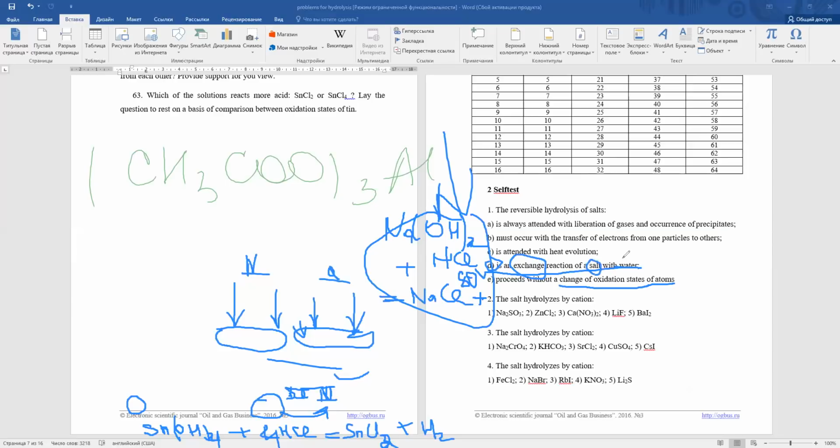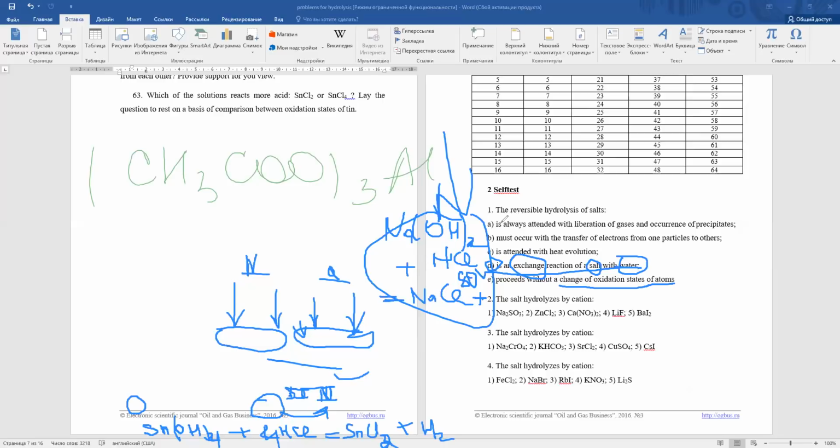As salt with water, the parts of the salt are exchanging with a part of the water. It's correct because water is the main reactant. So the answer is D. It cannot be E, it cannot be C, it cannot be B, and also not A.